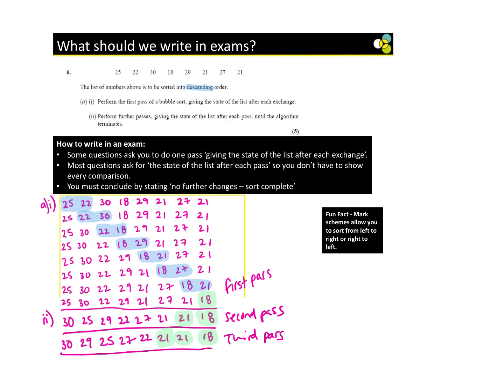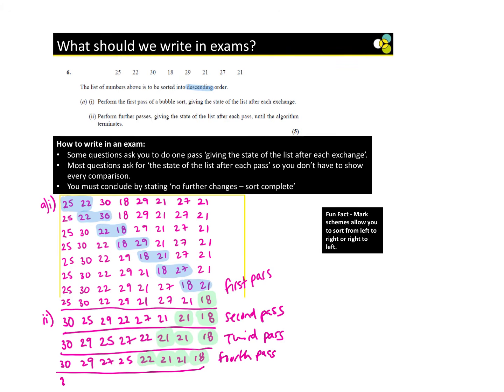Okay, next, 30 and 29, nothing. 29 and 25, nothing. 25 and 27, yes. 25 and 22, nope. 21, 21, 18. Okay, get your highlighters out. We know these ones are safe. And now we know that 22 is safe. This is the fourth pass. Okay, now we've got our fifth pass.